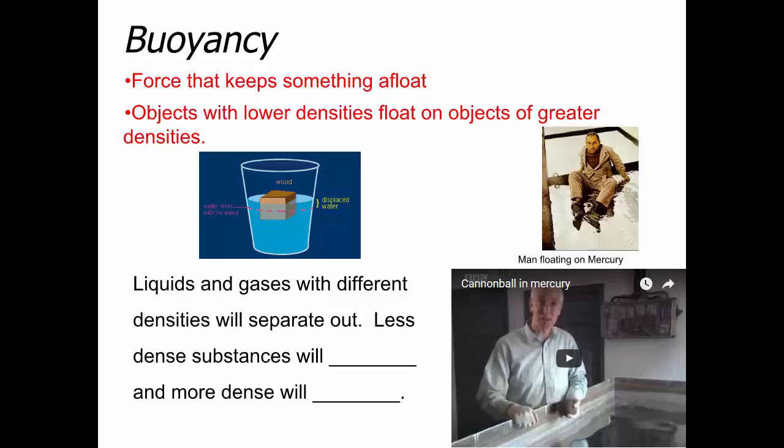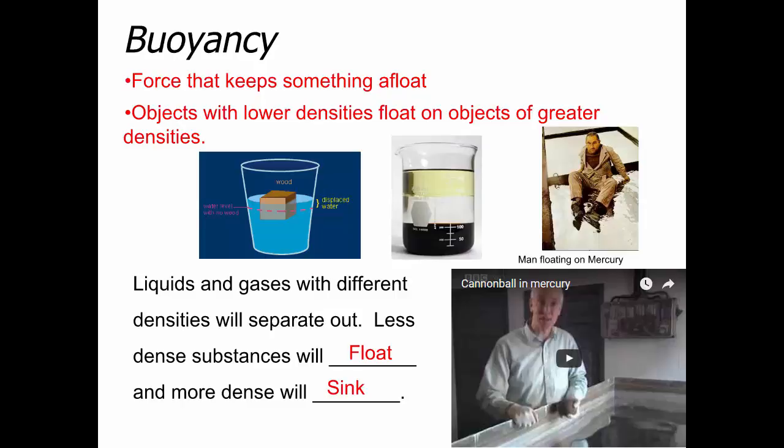If you mix liquids with each other, the more dense liquid will sink to the bottom, and the less dense will float to the top. You could set up some cool containers with various layers of liquids and gases and objects in it. So the point is, depending on density, liquids and gases separate out and float or sink on each other.